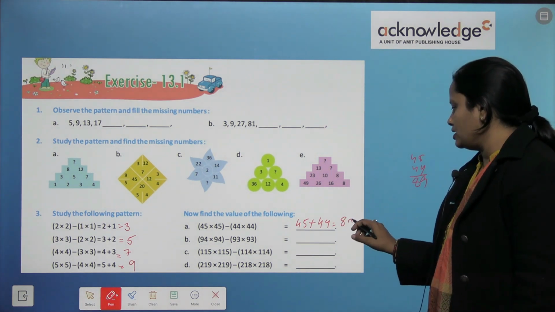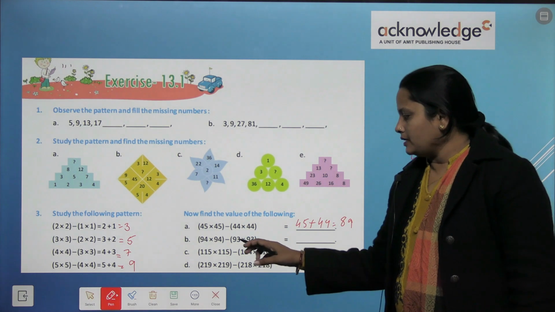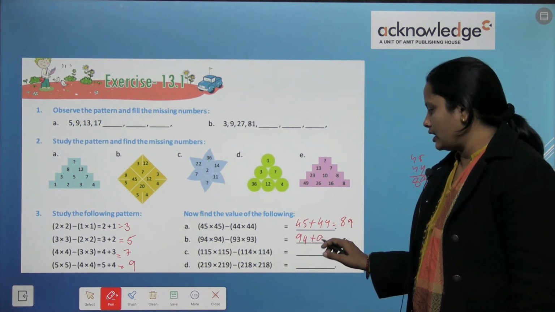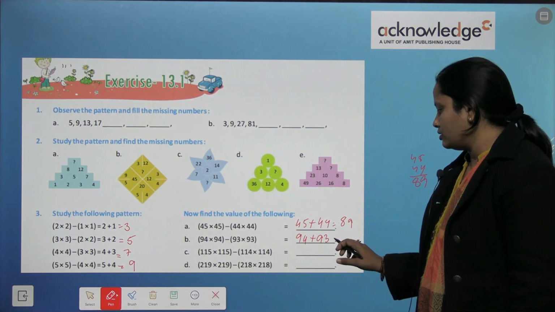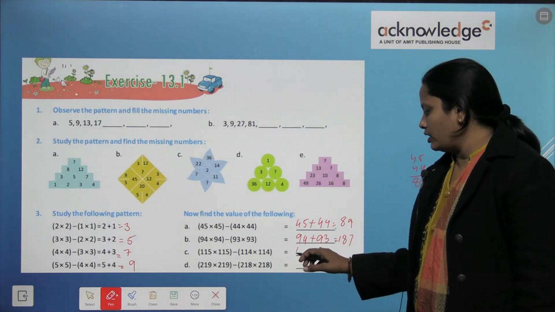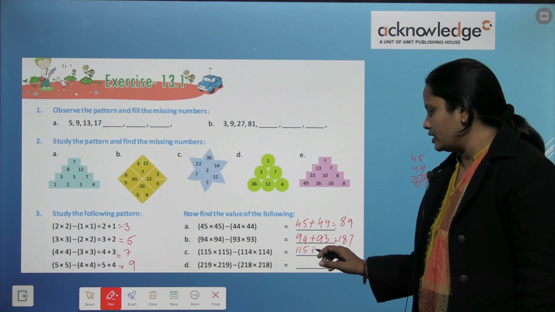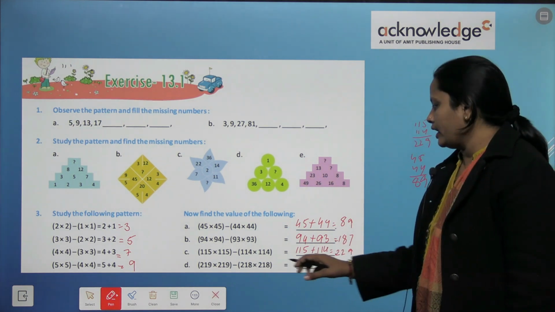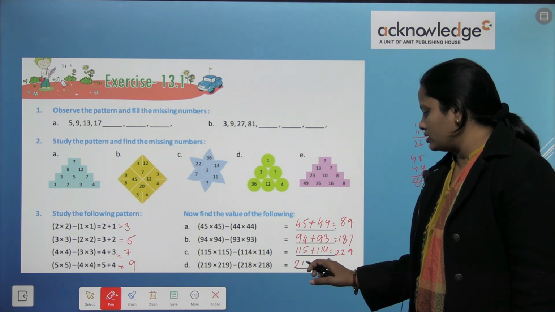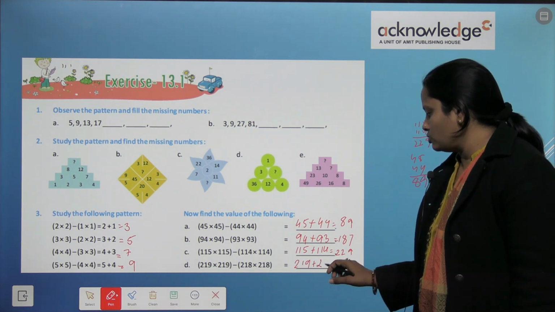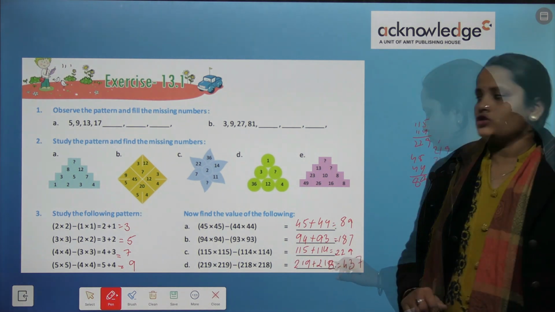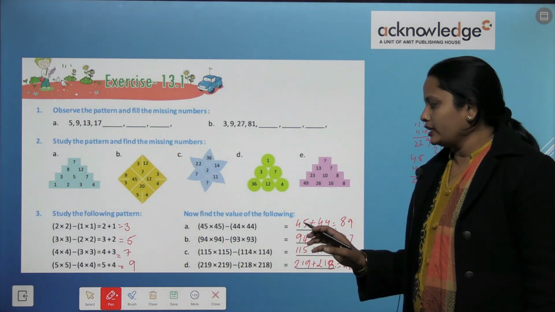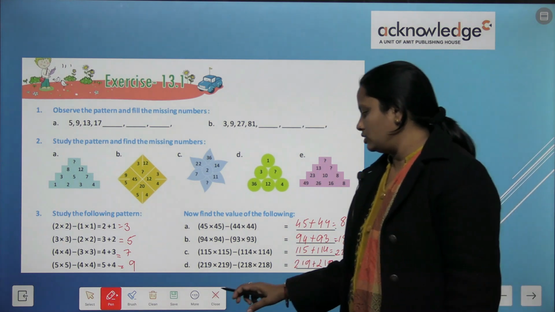It's 89. Similarly, 94 plus 93. Next, 115 plus 140. Again, 219 plus 218. So children, this is the way of finding the value of the numbers.